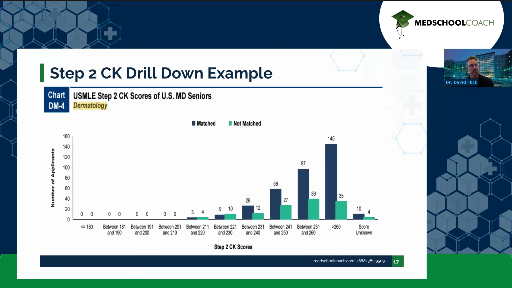Now, another thing to notice about this, and this is a good introduction to more data we're going to drill down on, is, okay, how come 26 people with a 231 got in? What did those people do? Or even look at 211 to 220, even though the ratio there is 3 people got in and 4 people didn't, so your odds are pretty bad, they're against your favor. I mean, still 3 people with a 211 to 220 matched to dermatology. The answer to that question is going to be in more slides, more data. So let's jump to that.